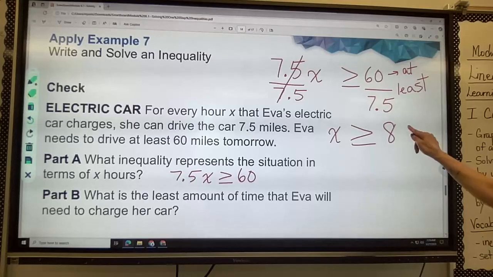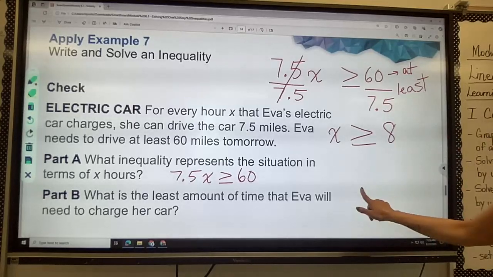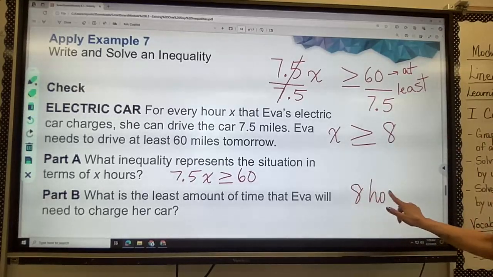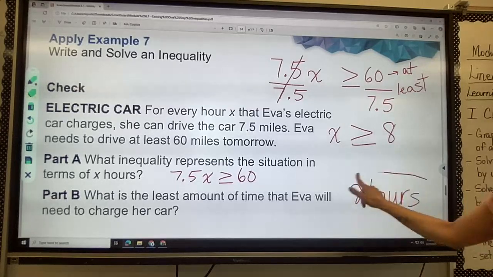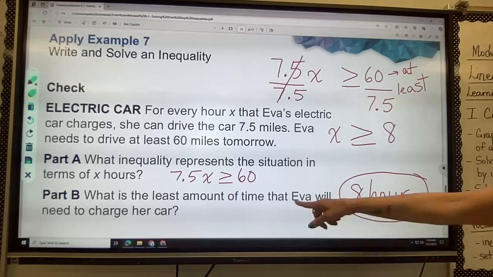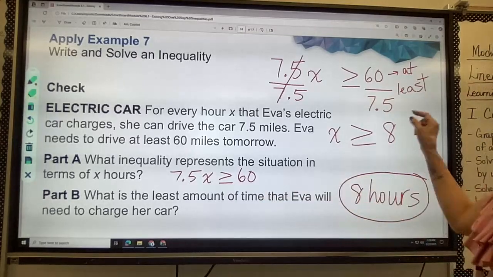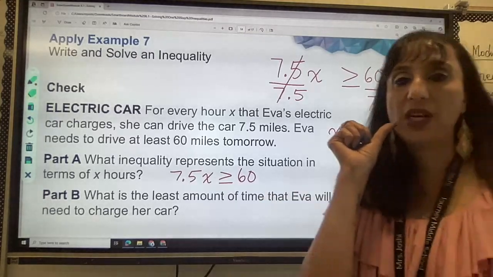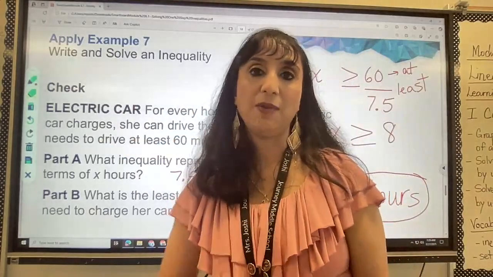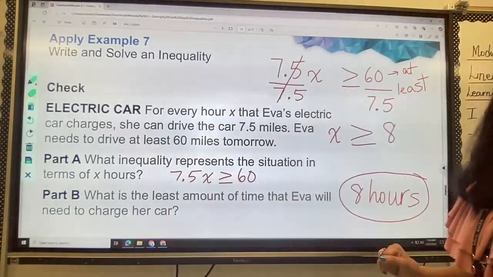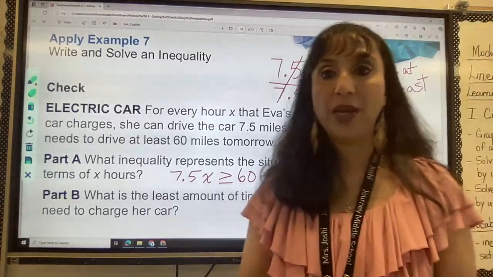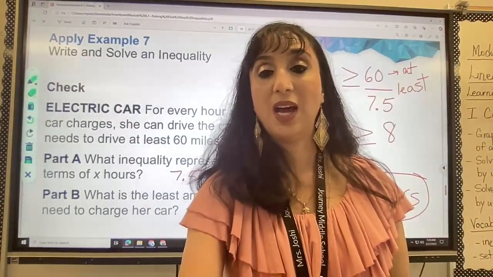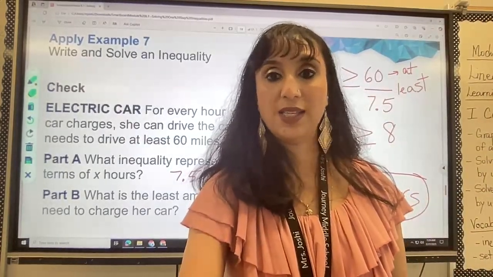So this is going to be what? 8 hours is my answer, because it's asking what's the least amount of time. So 8 is going to be the least amount of time. 8 hours is the least amount of time that she will need to charge the car. And that's how we solve word problems with inequalities.